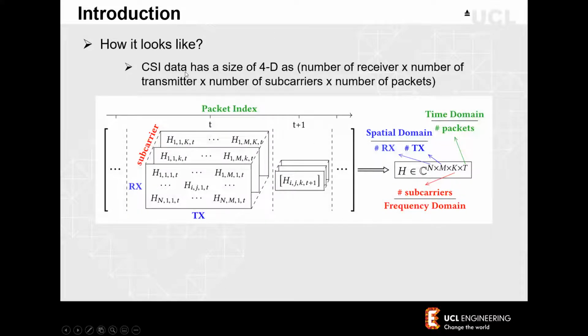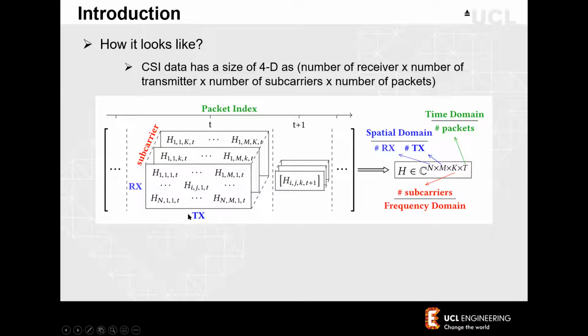And the CSI data has 4 dimensions. Firstly, the spatial domain, which means the number of receivers and the number of transmitters. Then we have the frequency domain, which is based on the subcarriers, related to the OFDM signals. And then we also have the time domain data, which is related to how many Wi-Fi packets are received in one time. So overall, from those Wi-Fi cards, you will receive a 4D matrix like this.